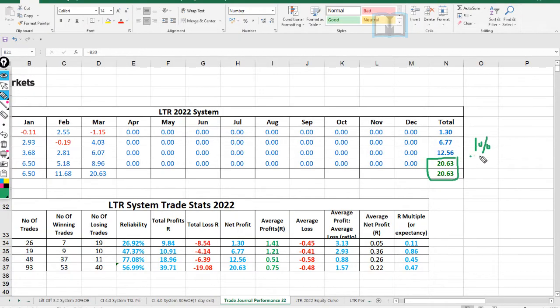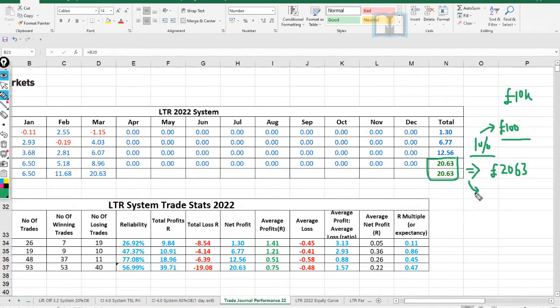Now, for example, if you were to relate that to pounds, so for example, if 1% is £100, that means more or less your account size is about £10,000. Then this 20.63% would relate to £2,063. Okay, if the 1% is £100.